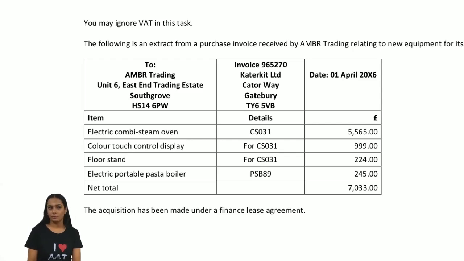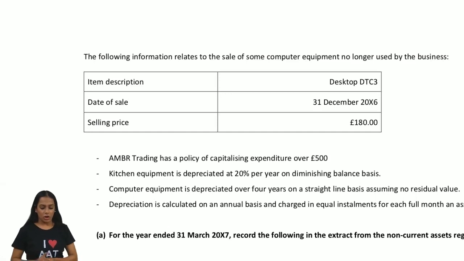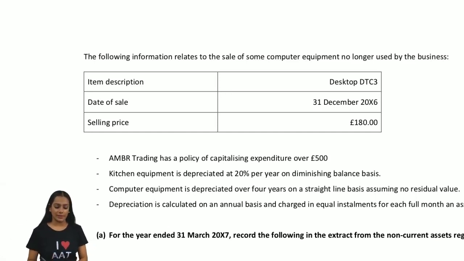the net total. So we started by dealing with any depreciation expenses and any purchases relating to any non-current assets to be shown on the actual register. The acquisition here has been made under a finance lease. On the next page, we have certain descriptions as well, and this is what we're going to be concentrating on.